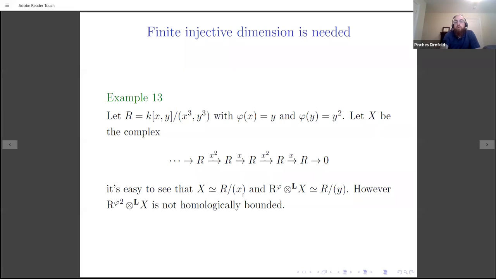However, when I go to phi, the base change will still keep the complex bounded, in bounded homology. But the second I take R phi squared, all these x squareds become zero, and clearly this becomes a complex with unbounded homology. So what I'm trying to show here is that I really need the finite injective dimension part to show that the complex will blow up. For a complex of finite injective dimension, if it doesn't blow up in the first step, it's never going to blow up.